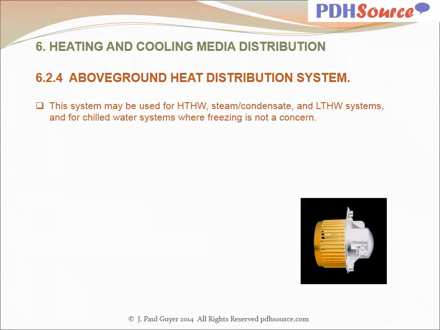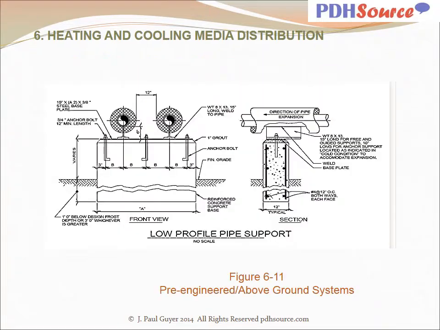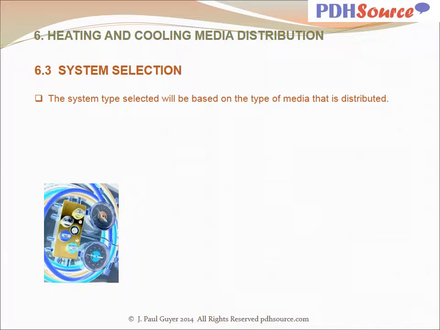Above ground distribution systems may be used for high temperature hot water, steam condensate, and low temperature hot water systems, and for chilled water systems where freezing is not a concern. There are considerations of aesthetics with above ground systems, and also the fact that above ground systems interfere with pedestrian and vehicular circulation. This is an illustration of a typical pre-engineered above ground system. The system type selected needs to be based on the type of media that is distributed.